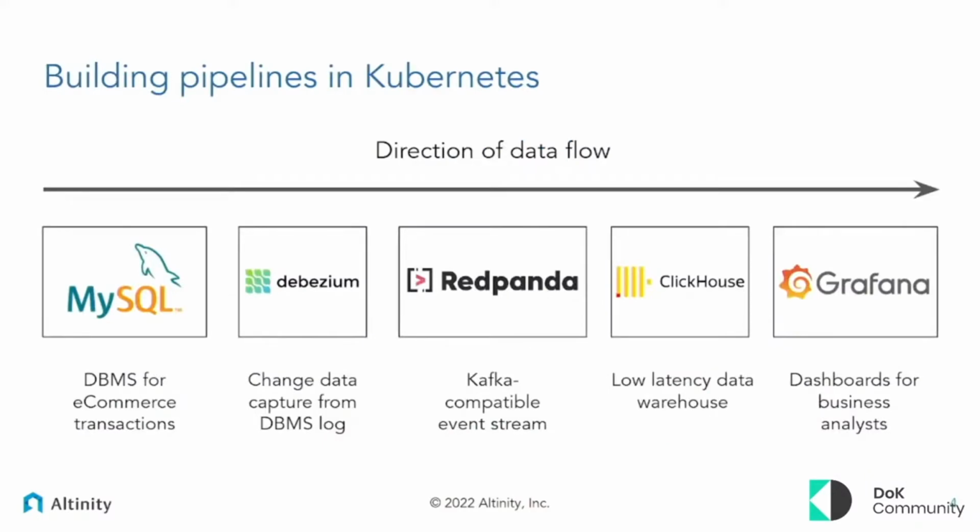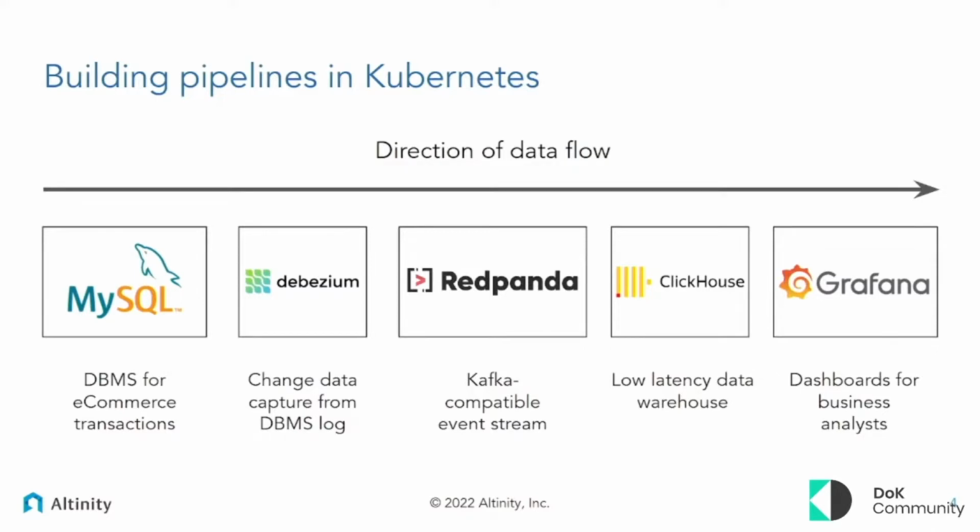Let's go ahead and build at least part of this pipeline in Kubernetes. So if we were going to process the e-commerce transactions and feed them into an operational dashboard, we might create a data pipeline with the following components. We have MySQL as the database, which is used to record e-commerce transactions. In other words, every time somebody puts something in their basket, every time they buy something, this is going to be committed as a transaction in MySQL.